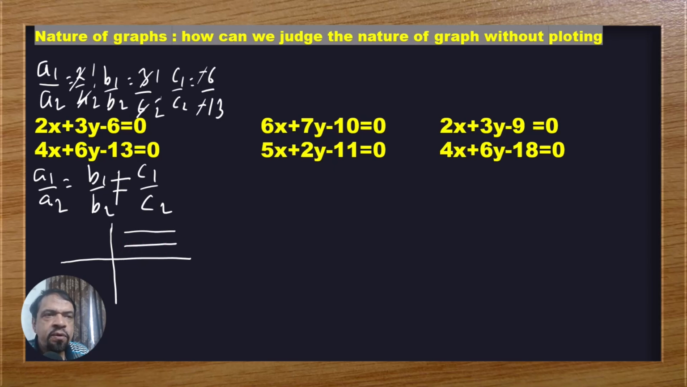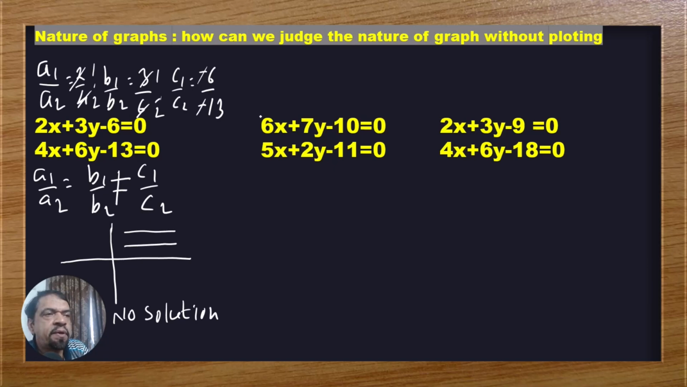If a1 upon a2 is equal to b1 upon b2 is not equal to c1 upon c2, the algebraic conclusion is no solution. It means we cannot solve this kind of equation where a1 upon a2 equals b1 upon b2 is not equal to c1 upon c2. So no solution, parallel graphs.